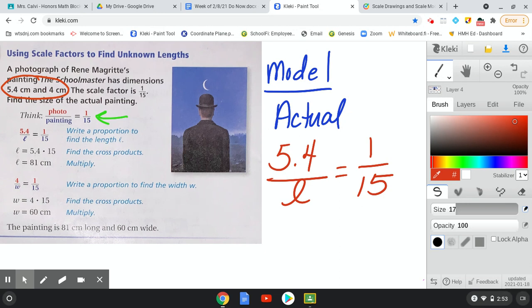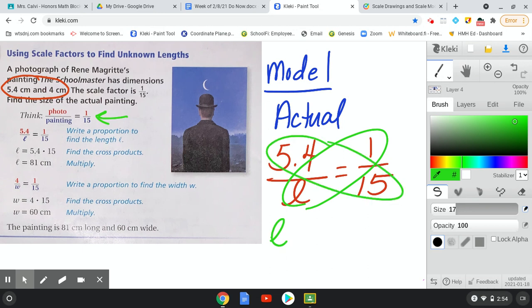All right. And if you notice, all they're doing here is cross multiplying. So 1 times L would give me 1L or just L. And then 5.4 times 15, if you did that calculation, you get 81 centimeters. So the length of the actual painting is 81 centimeters. So now we need to do the same thing for the width.